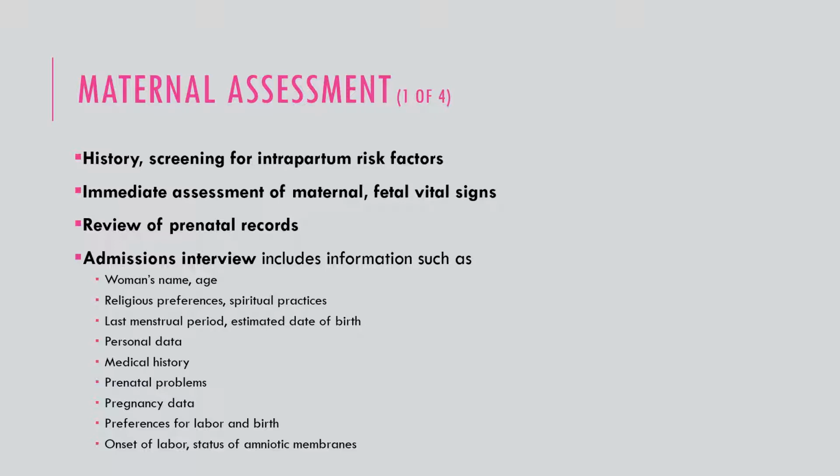If she has had some type of uterine surgery in the past unrelated to pregnancy, we would want to know that because it could put her at risk for things like uterine rupture or dystocia, which means just a sort of dysfunctional labor pattern.